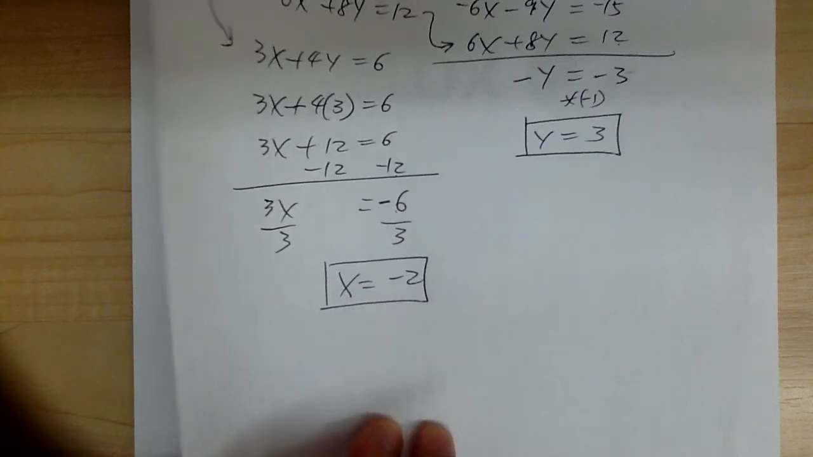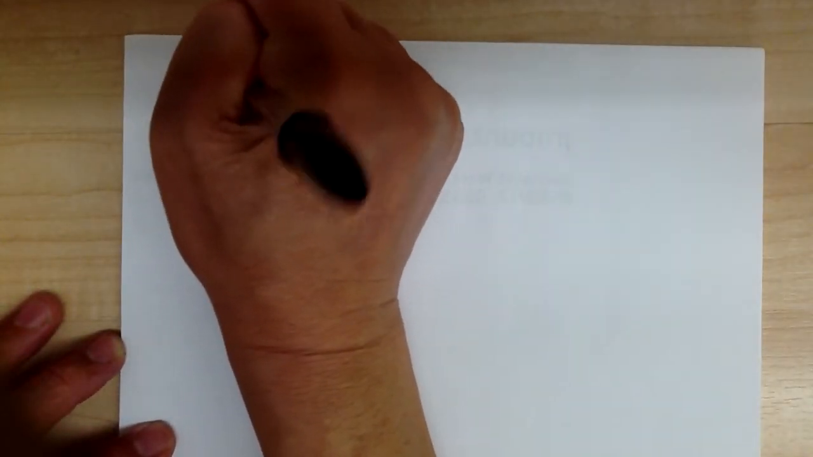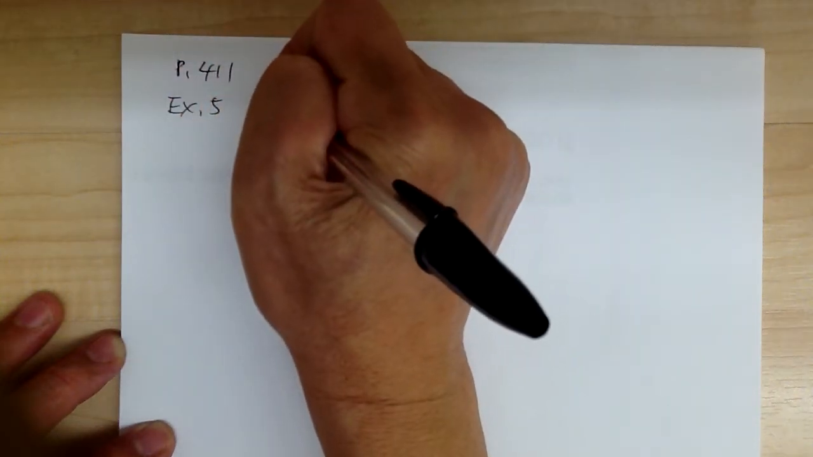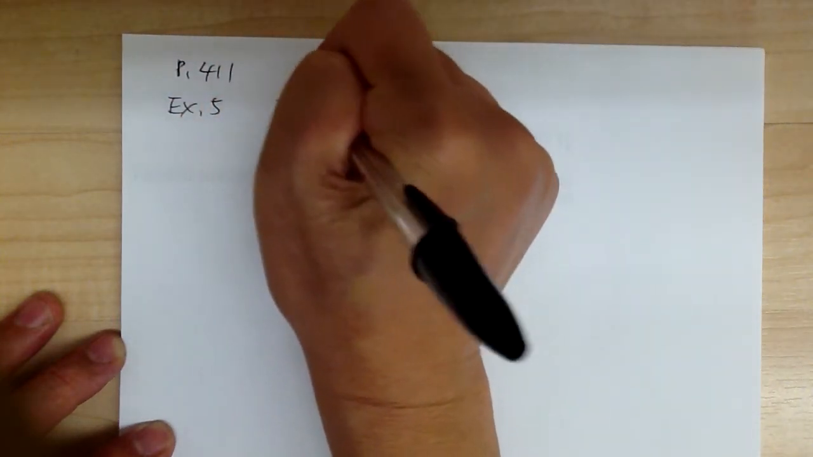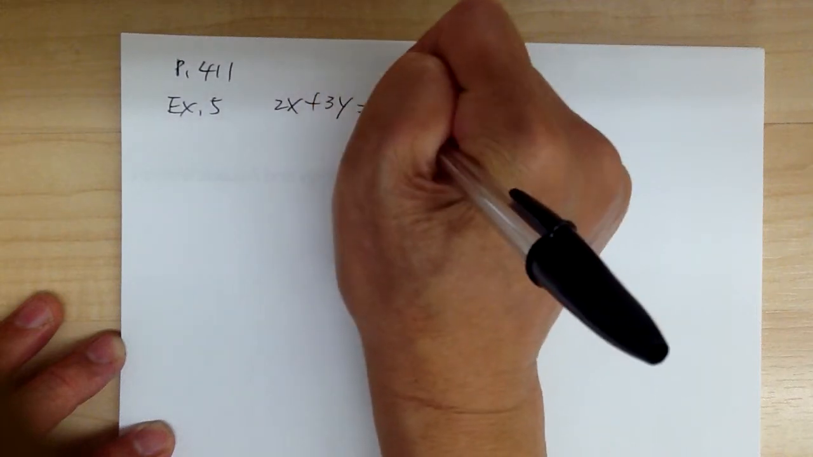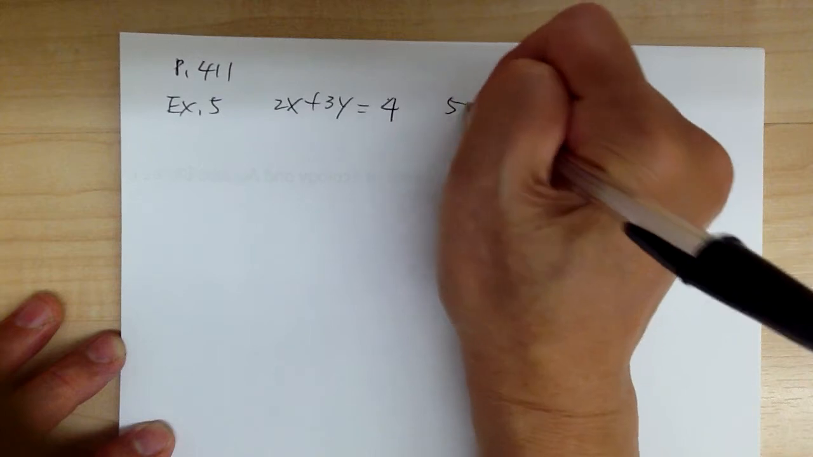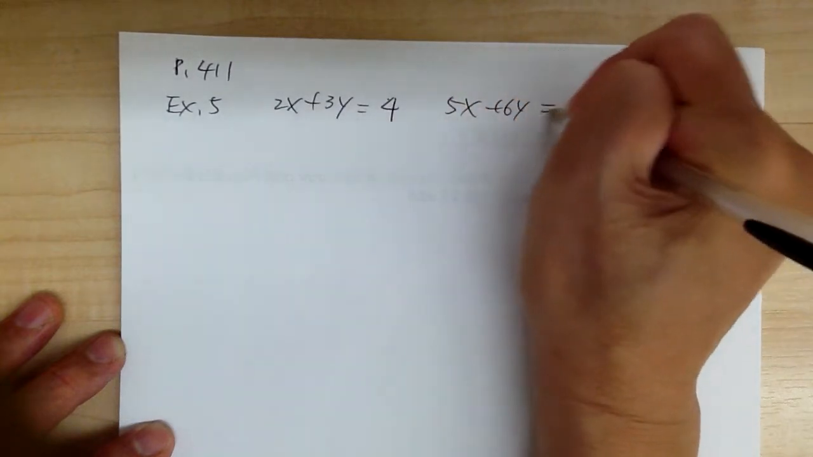Okay, let's go to page 411. So page 411, let's go to example 5. Again, you have two equations you need to solve. So you got 2x plus 3y is equal to 4. And you got 5x plus 6y equal to 11.